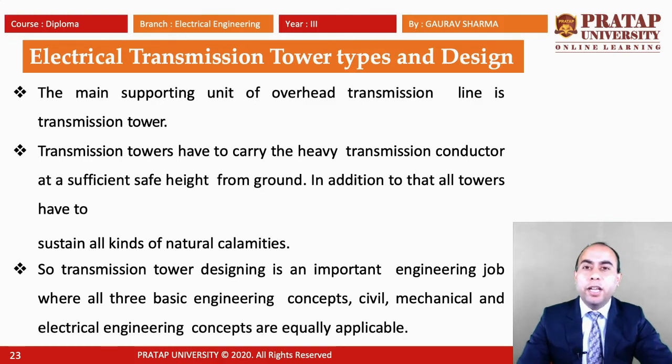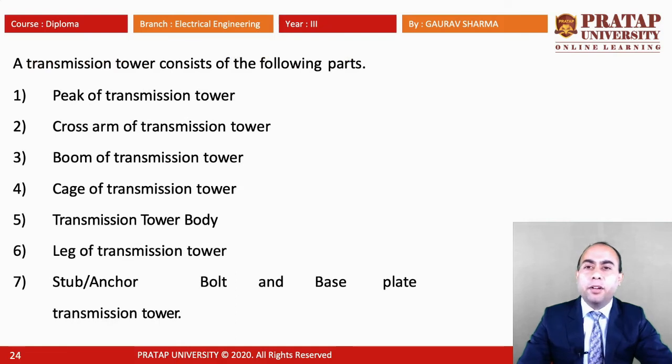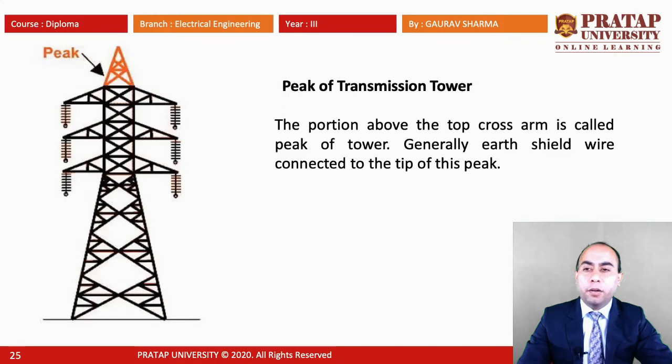concepts are equally applicable. Now, a transmission tower consists of the following parts: peak of transmission tower, cross arm of transmission tower, boom of transmission tower, cage of transmission tower, body of transmission tower, leg of transmission tower, and bolt and base plate of a transmission tower. Now, when we talk about the peak of a transmission tower, the portion above the top cross arm is called the peak of the tower. Generally, the earth's shielded wire is connected to the tip of this peak. You can easily see that we are talking about that portion. You see the orange color in this image.